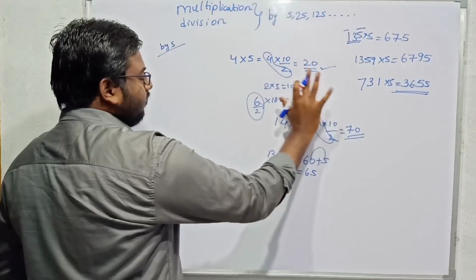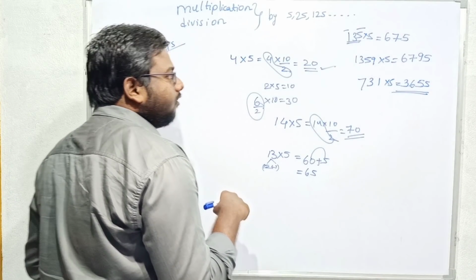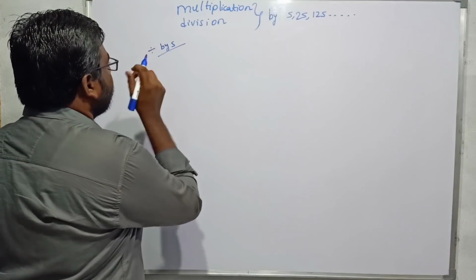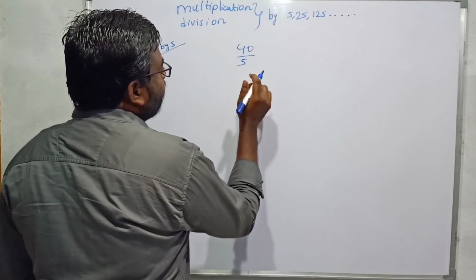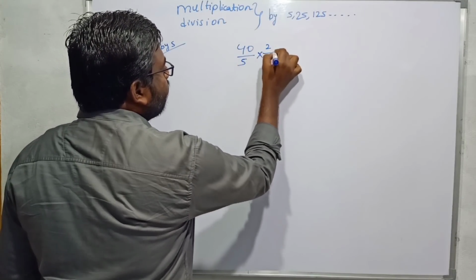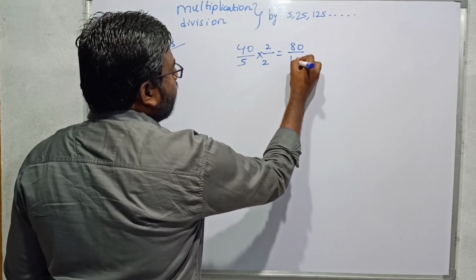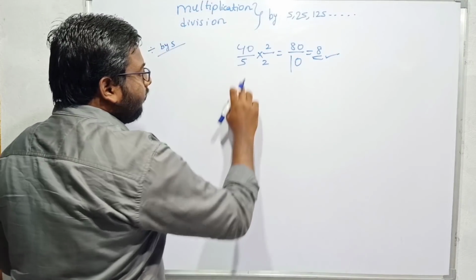So let us see some concepts based on 5. I think we saw multiplication. Now let us see the case of division by 5. For example, if I have to divide 40 by 5, what I will do is multiply and divide this with 2. What I will get is 80 by 10. This is 8. So 5 into 2 is 10.